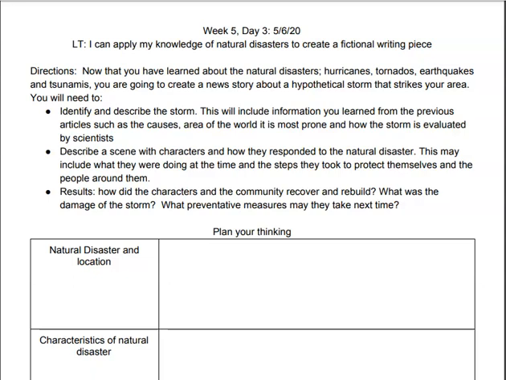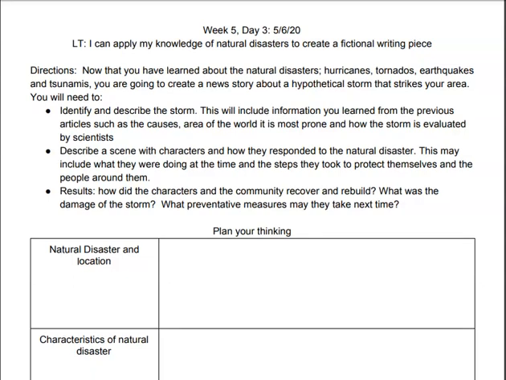Next dot point, describe a scene with characters and how they responded to the natural disaster. This may include what they were doing at the time and the steps they took to protect themselves and the people around them. Last dot point, results. How did the characters and the community recover and rebuild? What was the damage of the storm? What preventative measures may they take next time?